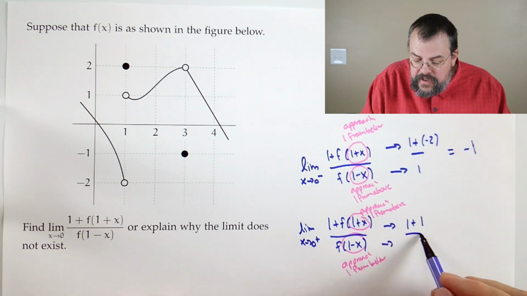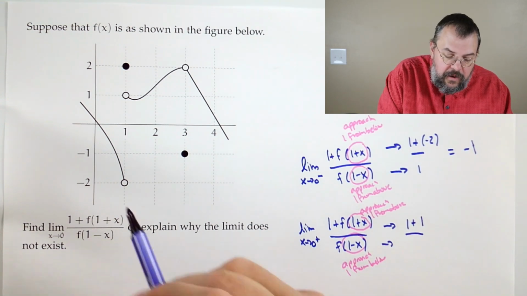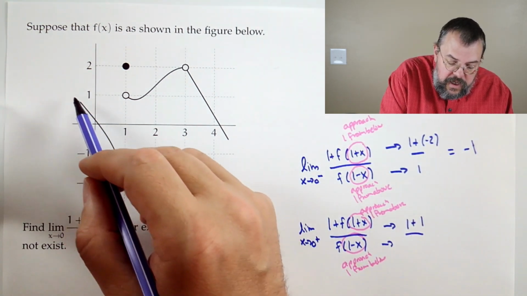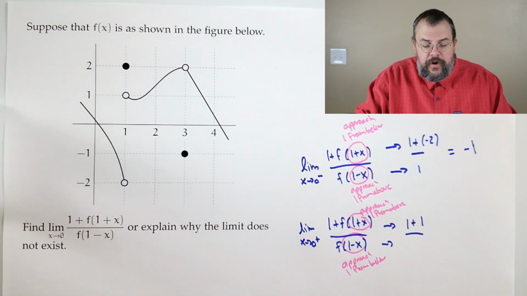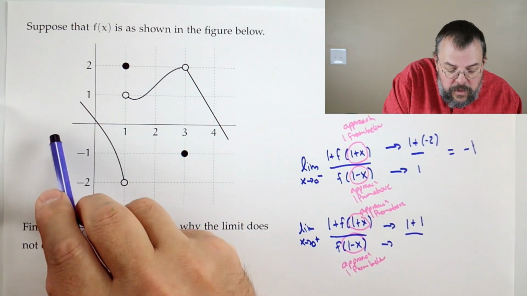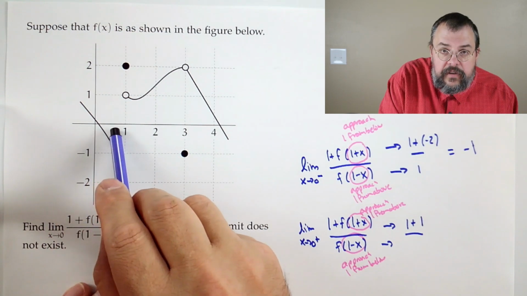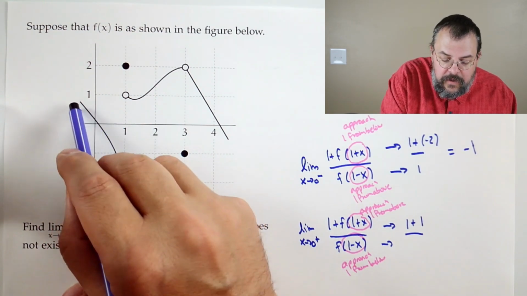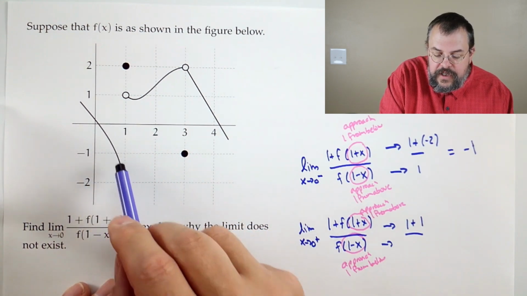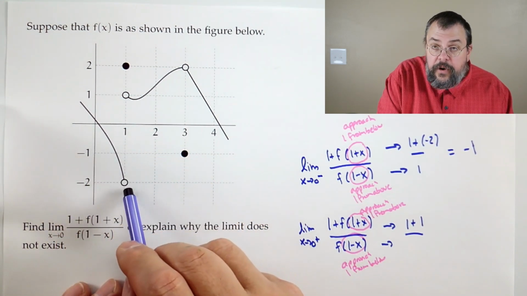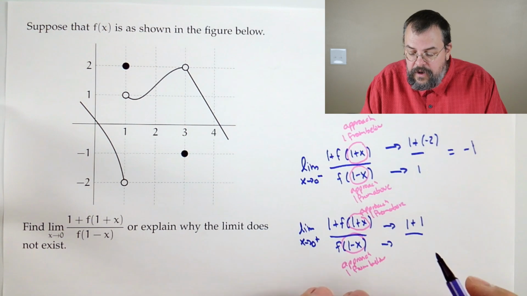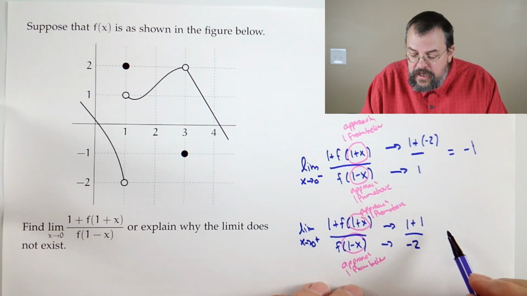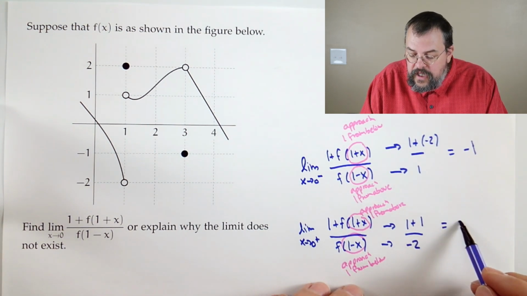How about downstairs? Okay, we're approaching 1 from below. So we're coming down this way, because when I say we're approaching 1 from below, keep in mind what we mean is the input is coming to 1 from below. So we follow the function as we move along. We're going towards negative 2. So we have 1 plus 1 over negative 2, which is also known as negative 1.